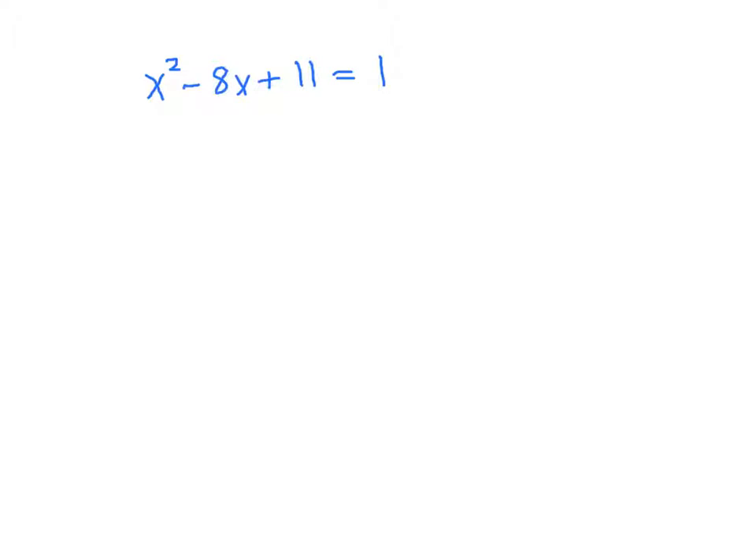Okay, let's do another example of completing the square. All right. So the first thing that I want to do is I want to subtract the 11. The first c, because 11 is not a perfect square. So when I move that to the other side, I have x squared minus 8x. I'm going to leave a little bit of room. And 1 minus 11 is negative 10.